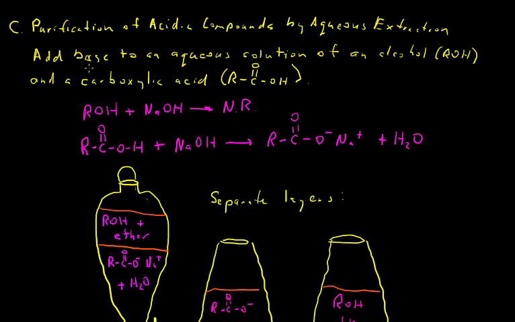So to do this, we're going to add a base to an aqueous solution of your neutral compound, the compound that isn't significantly acidic. In this case, we'll choose some non-acidic alcohol, something like butanol or cyclohexanol, something that's going to be relatively soluble in an organic solvent. And an acidic compound, in this case, a carboxylic acid. So there's our carboxylic acid functional group. So when we add a base, we'll use sodium hydroxide.